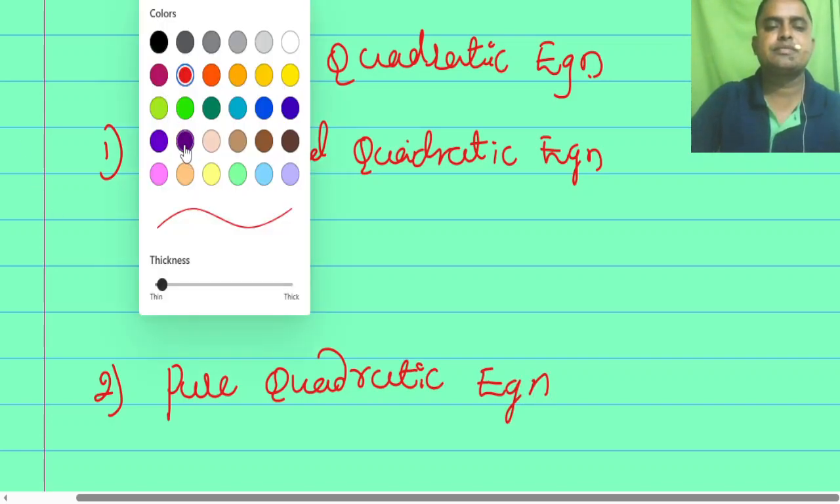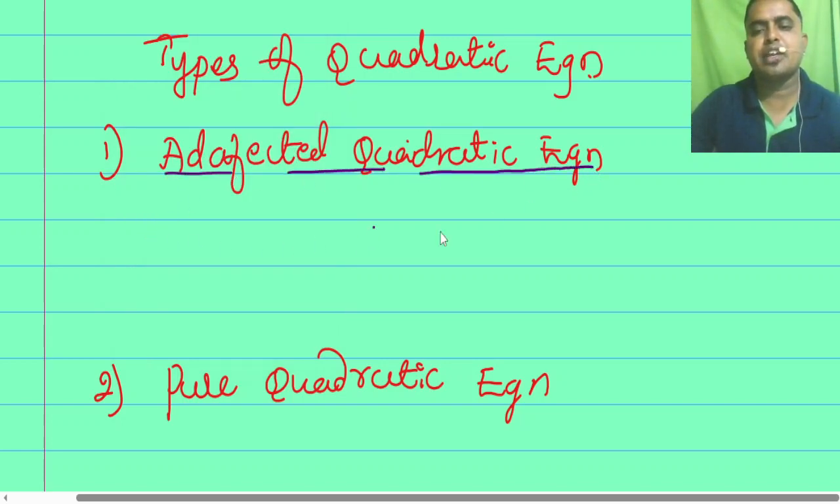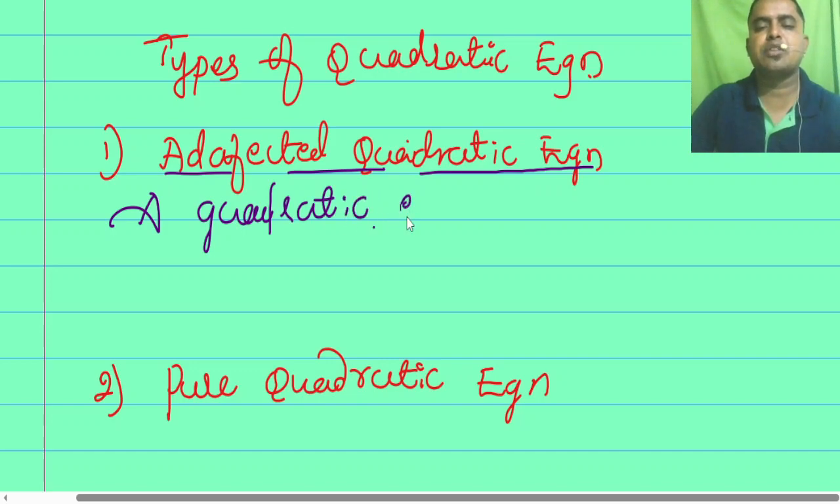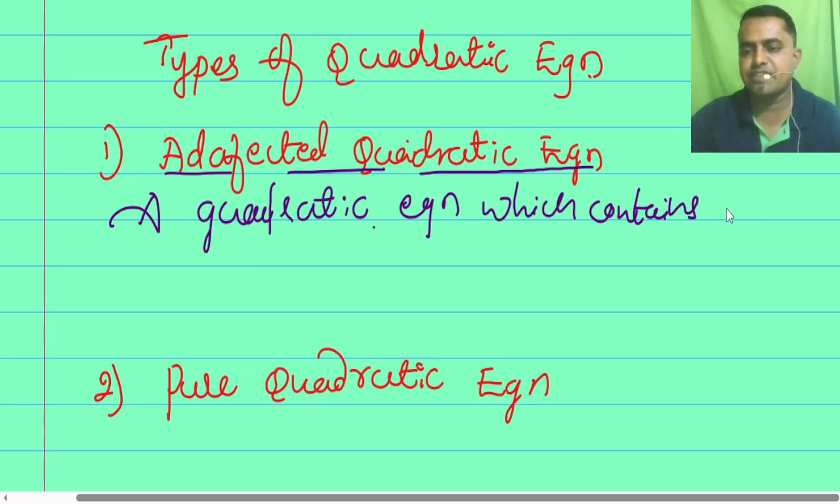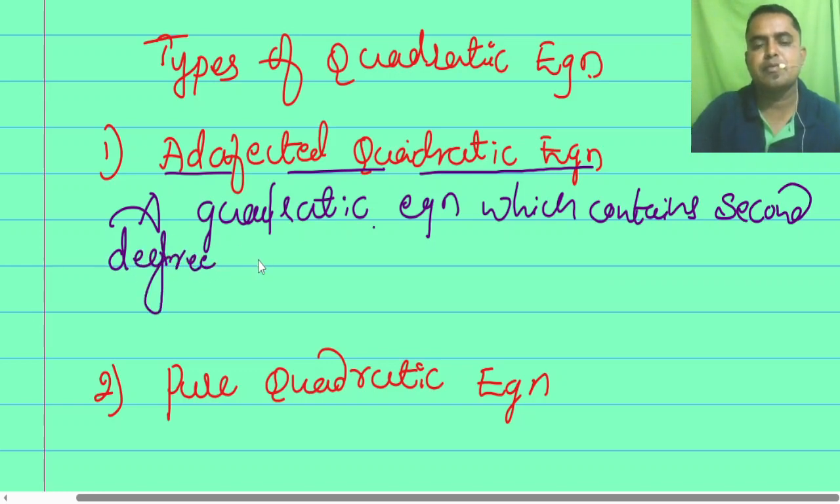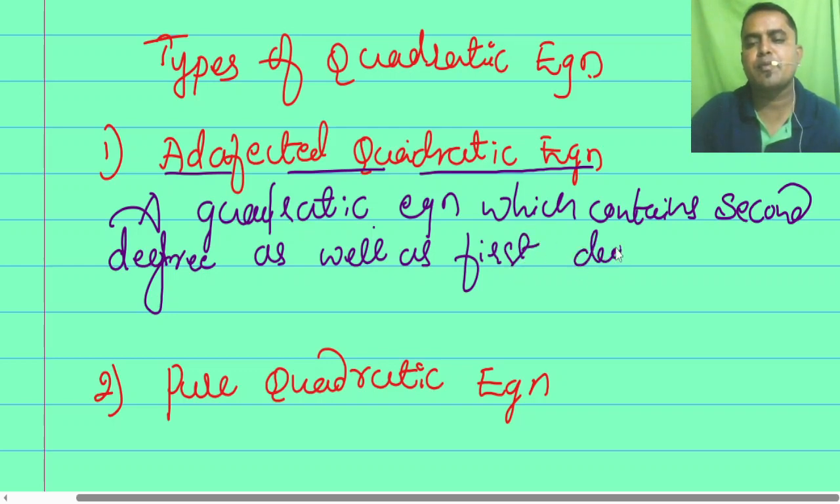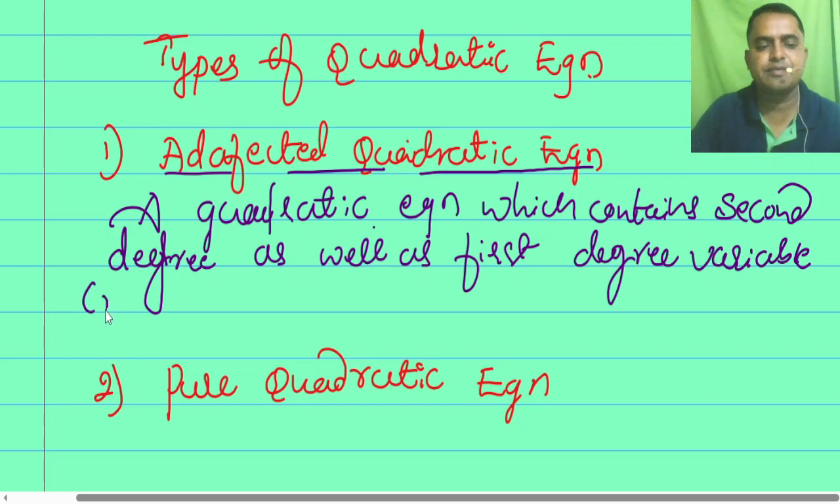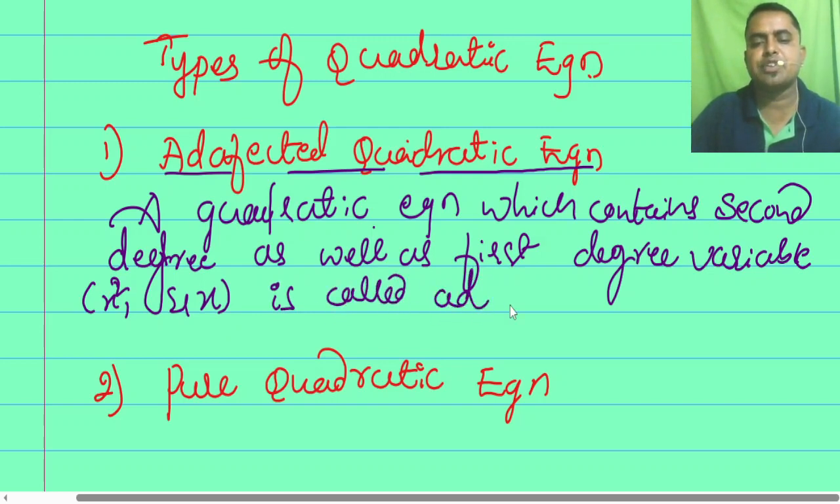Look at here, unaffected quadratic equation: a quadratic equation which contains second degree as well as first degree variable, and that is x square and x, is called an unaffected quadratic equation.